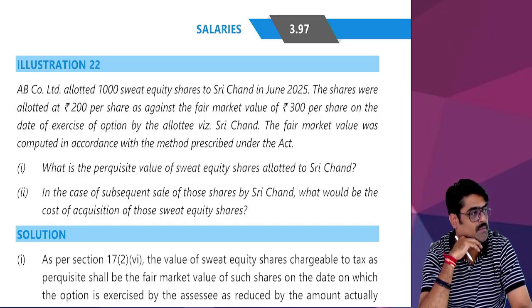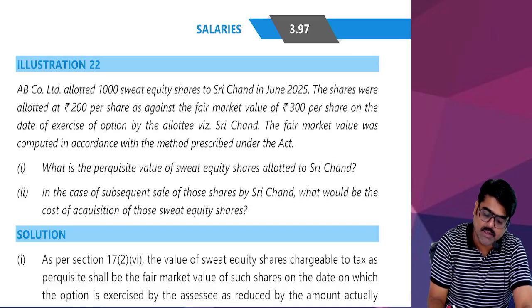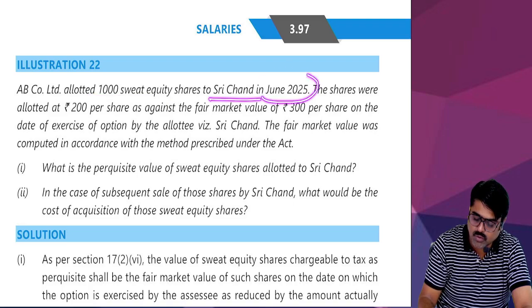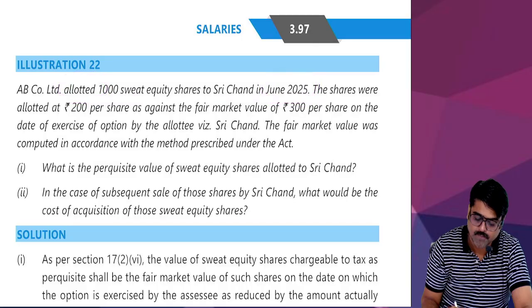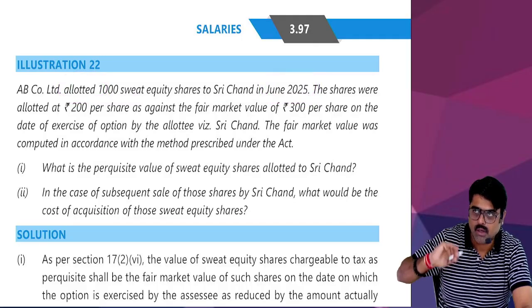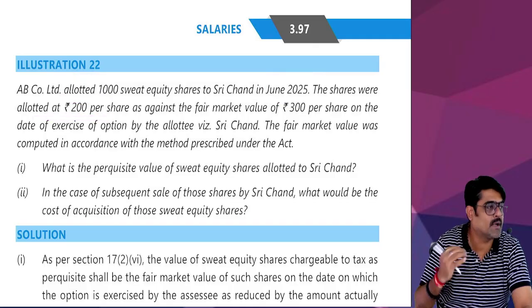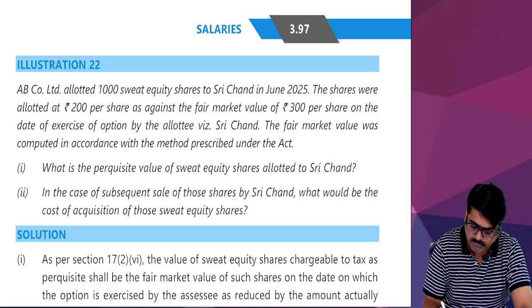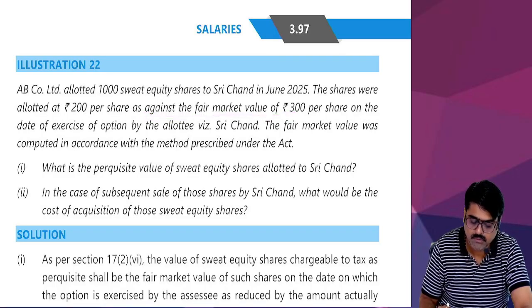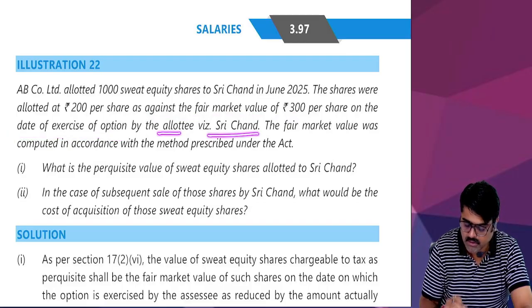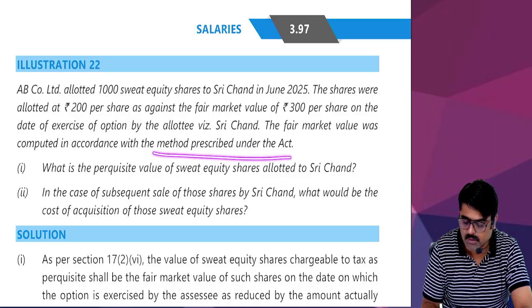Done. You should get the answer by now. Very easy question. AB company allotted 1000 sweat equity shares to Sri Chand in June 2025. So this year 1000 shares are allotted. The company recovered 200 from the employee against a fair market value on the date of exercise by the allottee Sri Chand. The fair market value was computed in accordance with the method prescribed.